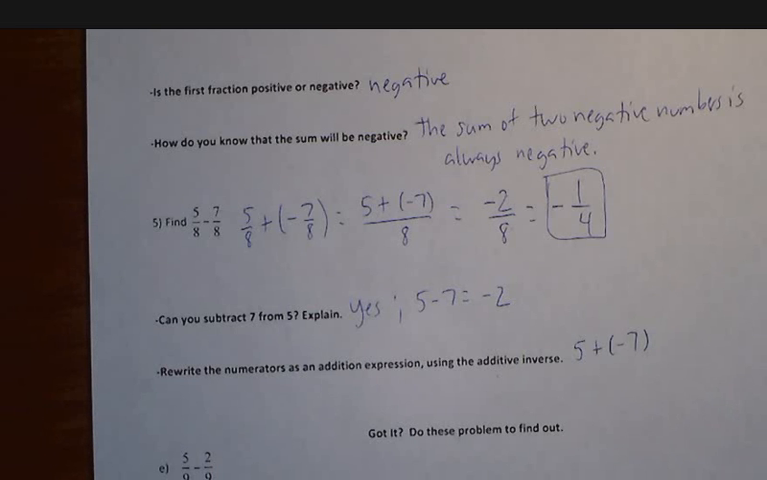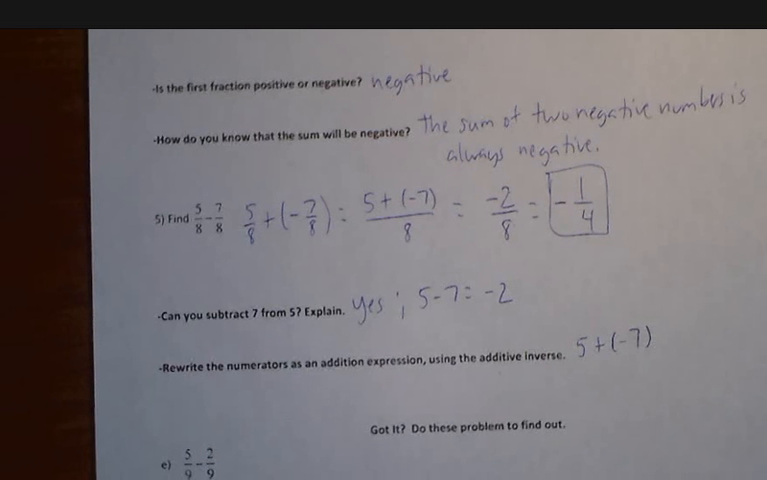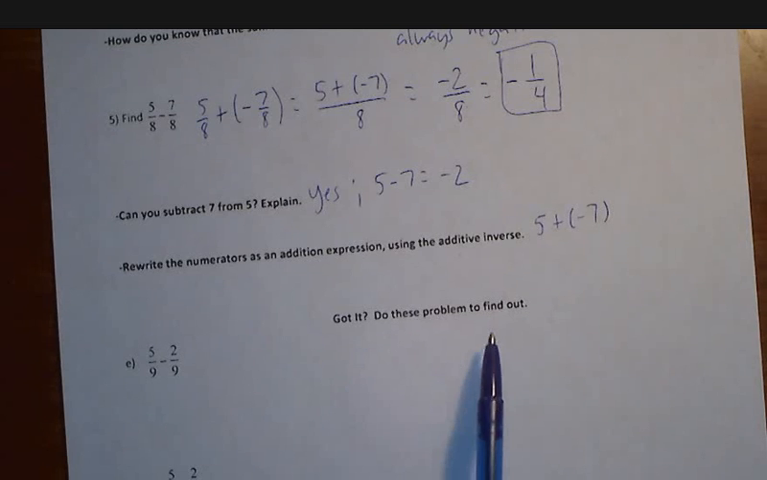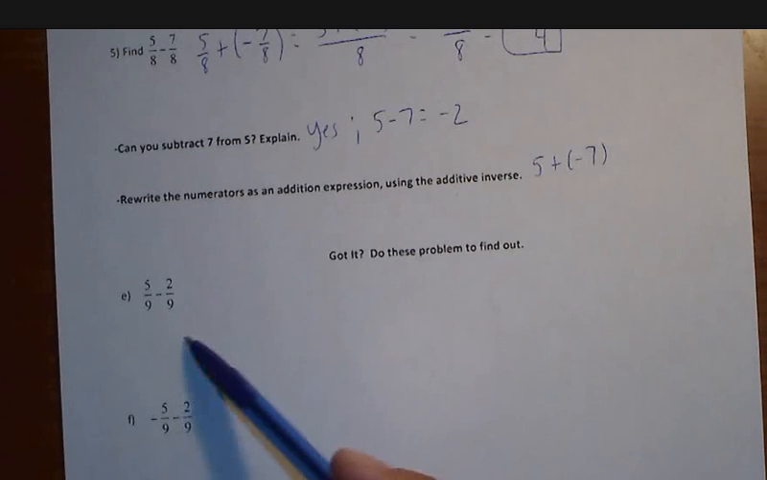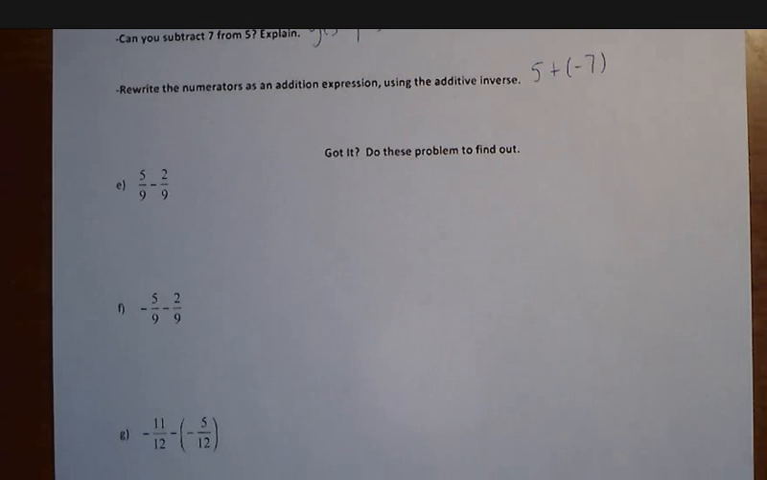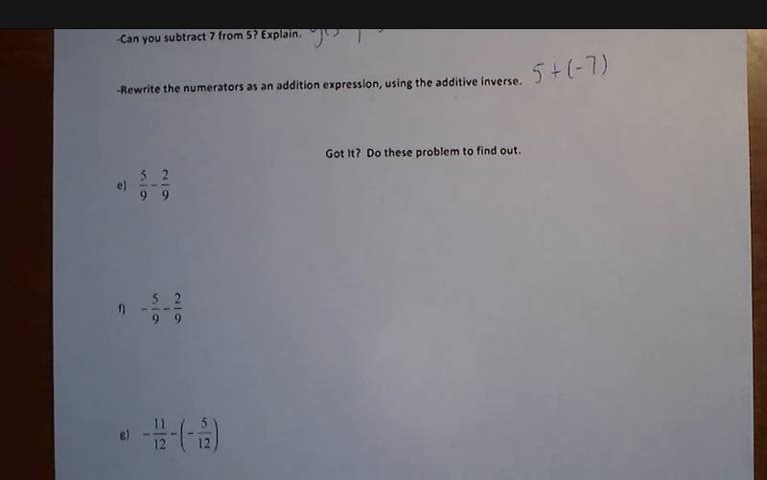So now that we've done that problem together, let's see if you got it. Do these problems to find out. Letter E, letter F, and letter G. Work on these problems for the next couple of minutes. Work to the best of your ability. If you are finished with these 3 problems or you're stuck, go back to see how I completed the problems and check your answers. Go ahead and pause this video now and come back when you're ready.